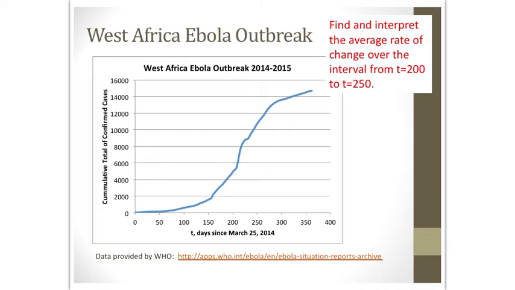Hi everyone, so I want to walk through an example similar to some of the homework problems that you have from section 1.3. So let's pick up from where we left the lecture today, and let's say we're looking at the Ebola outbreak data set from 2014 to 2015. And in class, we estimated the average rate of change from t equals 100 to t equals 200. Let's say we want to find and interpret the meaning of the average rate of change over the interval from t equals 200 to t equals 250.